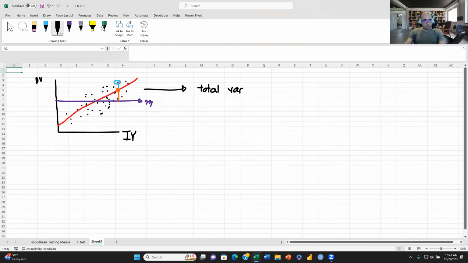Second thing I want you to see is that this form of variance here is called the mean squared of the regression. And this form of variance here is either called the mean squared of the residuals, or sometimes it's called mean squared error.